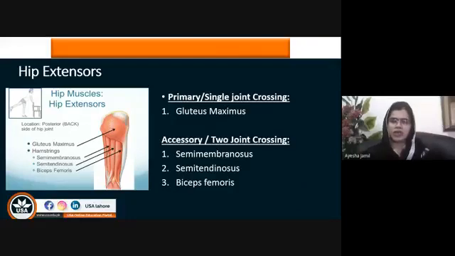So in the hip area, when the hip extensors are concerned, the primary muscle of hip extension is the gluteus maximus. It is a single joint crossing muscle which crosses only the hip joint, whereas the secondary and accessory muscles of the hip are two joint crossing muscles, which include the semitendinosus, the semimembranosus and the biceps femoris. Obviously, these three muscles combine to form the hamstring. The hamstring is basically a two joint crossing muscle. It crosses the hip as well as the knee.